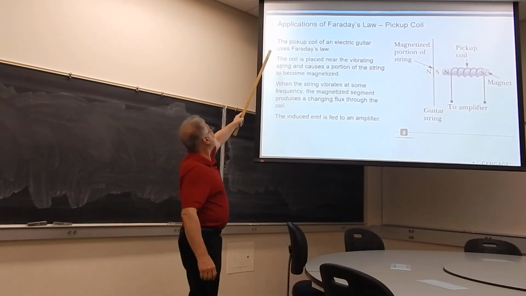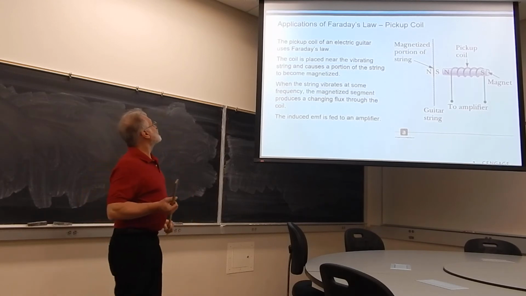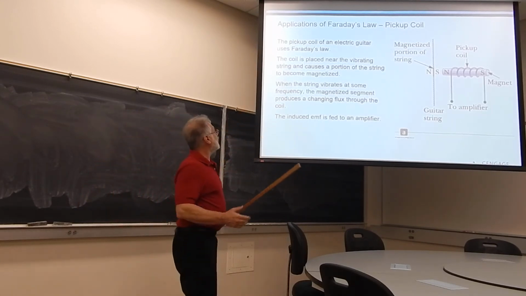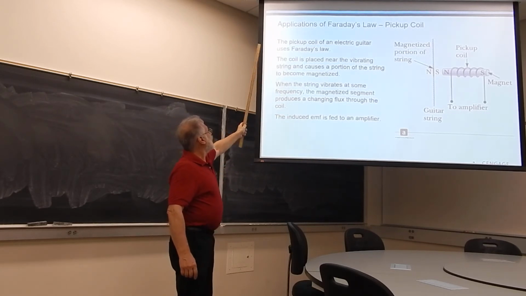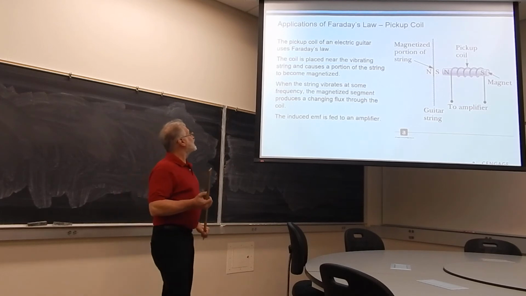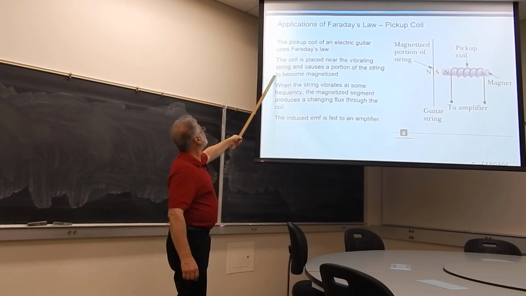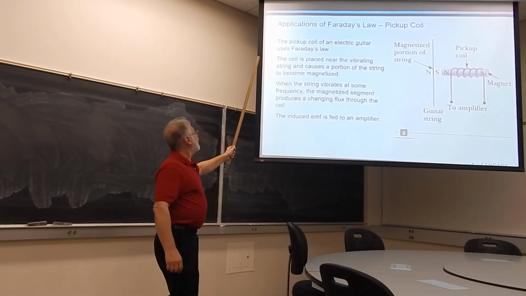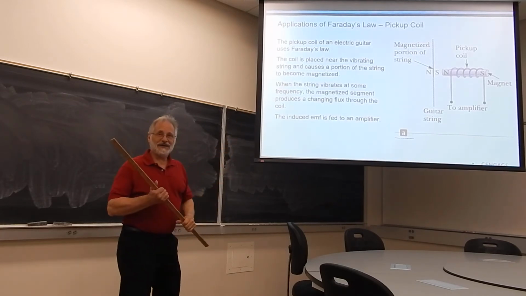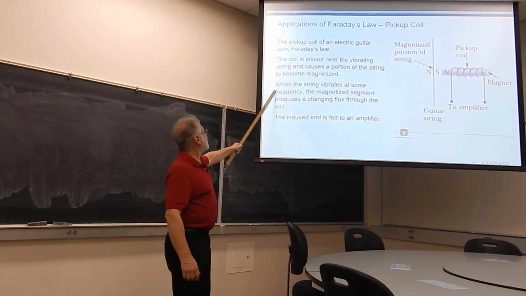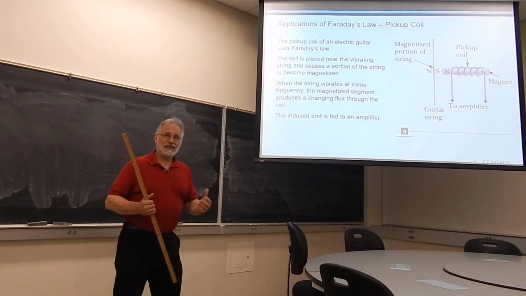Electric guitars have pickup coils. My Fender has 3 pickup coils in it. The coil is placed near one of the vibrating strings. When the string vibrates, because it's a metal string, it's going to magnetize a portion of the string. When it vibrates at some frequency, that's producing a changing magnetic field. And that changing magnetic field, of course, yields a changing magnetic flux, which causes an EMF.